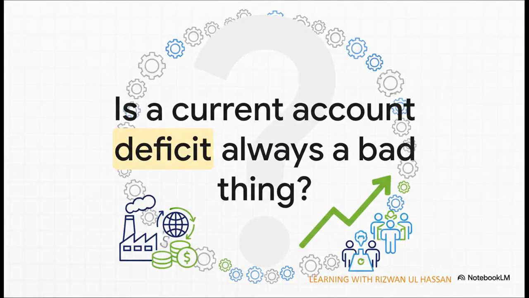And all of this brings us to one final really important question. We automatically assume a deficit is bad, right? It means you're living beyond your means. But what if that deficit is being financed by long-term foreign direct investment? If overseas companies are pouring money in to build factories, create jobs, and boost your economy's productive potential, well, in that case, couldn't a current account deficit actually be a sign of a dynamic, confident economy that global investors want to be a part of? It's definitely something to think about.